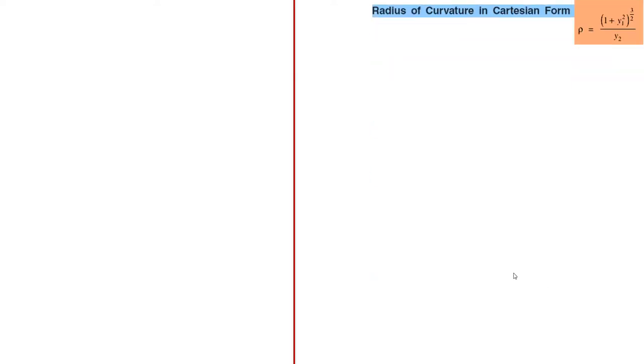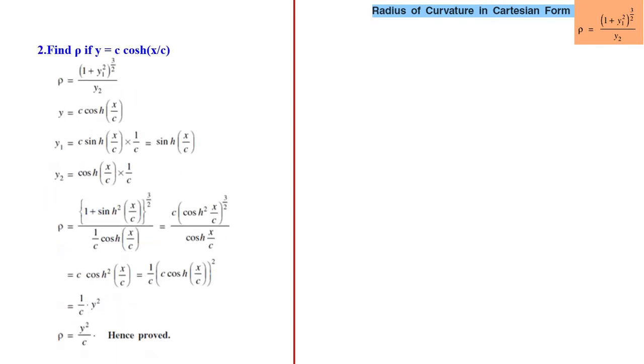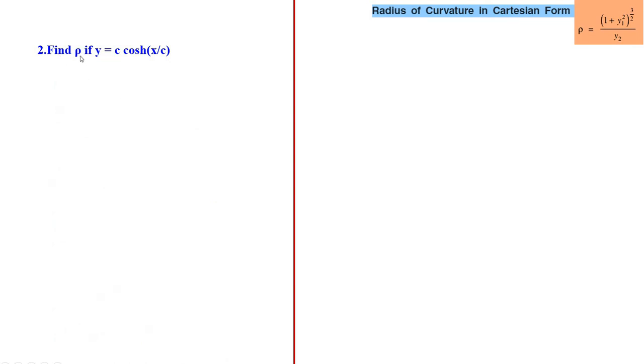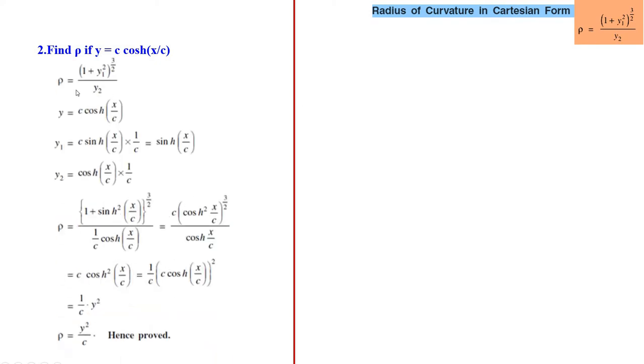Again in the same Cartesian form we have another problem. You are asked to find the radius of curvature of this curve y is equal to f of x, Cartesian form explicitly given. So this formula is to be used. Write down the formula first, and then consider this y, differentiate that with respect to x first.